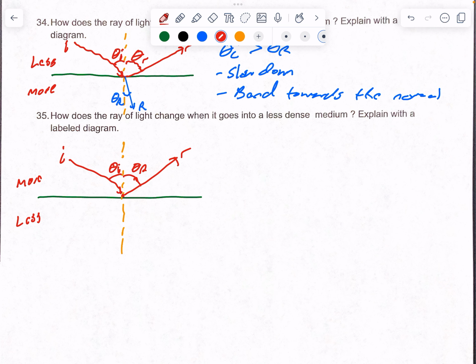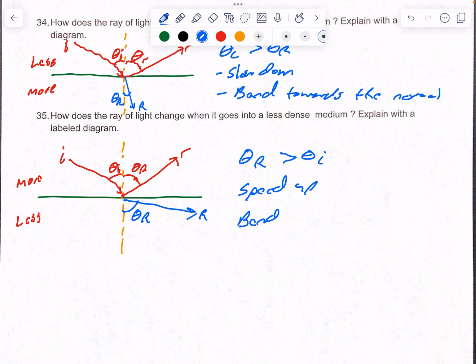Now, when you go from more dense to less dense, it gets easier. The way I think about it is that ray basically just takes off, so it goes away from the normal. And so now your refracted angle is a lot bigger. Refracted angle is now bigger than your original incident angle. It's going to speed up, and it bends away from the normal. That'll end that one.